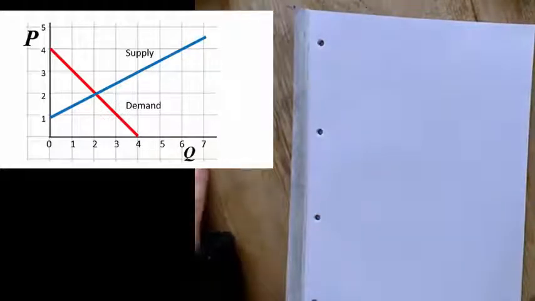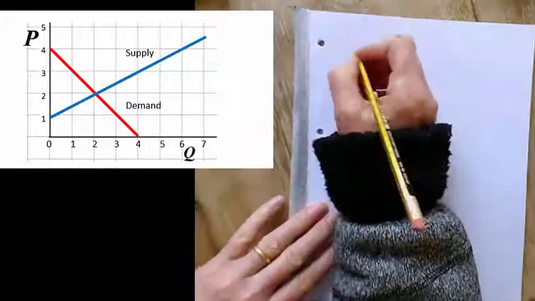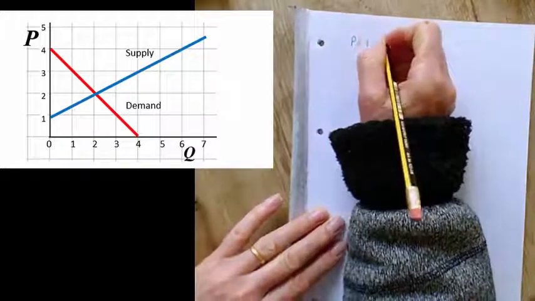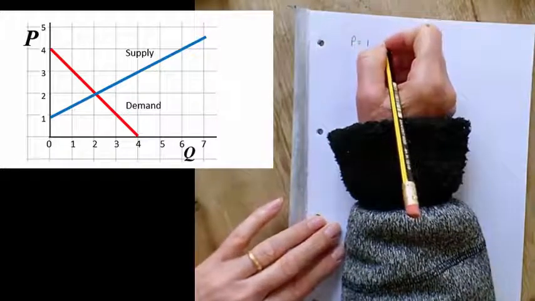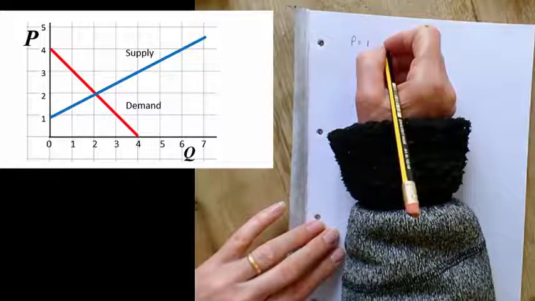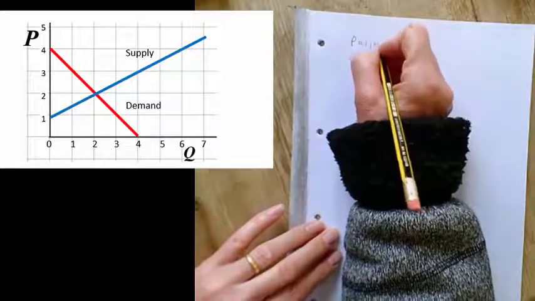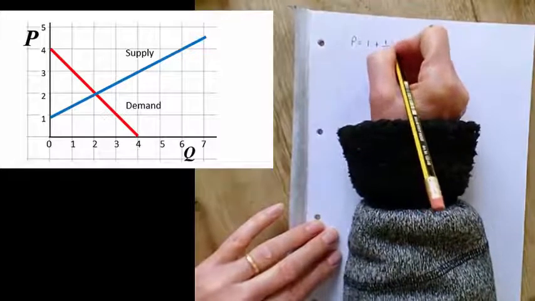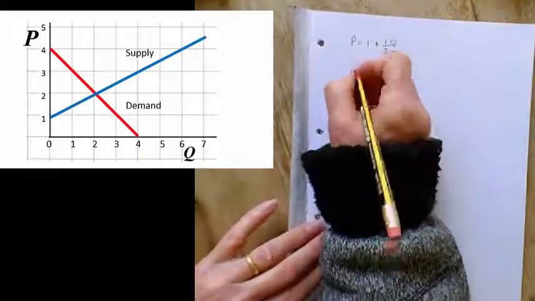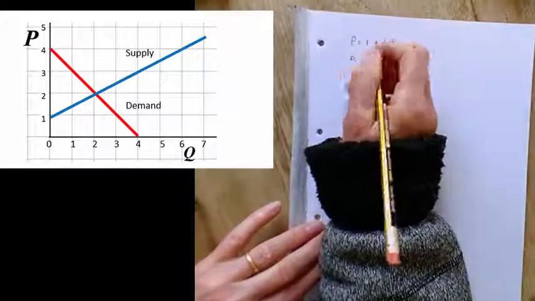And here's yet another one. So the supply function is P equals 1 plus a half q. It has a gradient of a half. P is going up by 1 every time Q goes up by 2. So it's in a ratio of 1 over 2q.